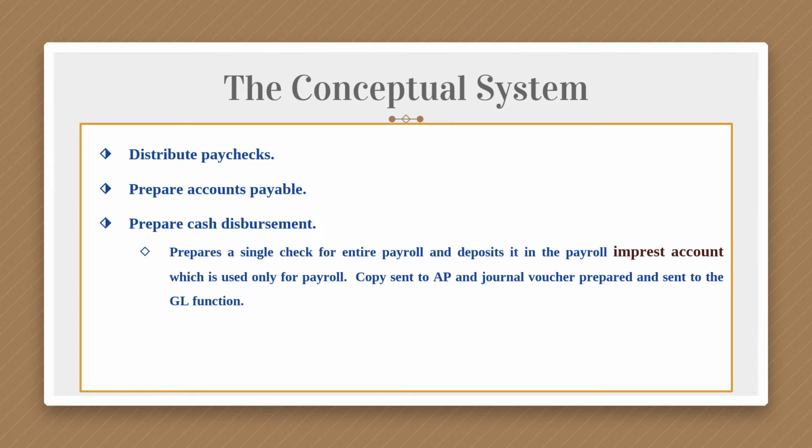them personally. Okay, so a copy is sent to accounts payable and a journal voucher is prepared and then sent to the general ledger function to record the payment disbursement.